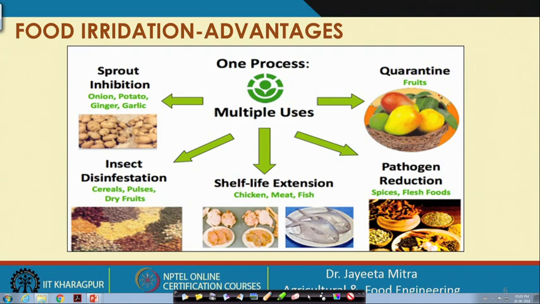So, quarantine of the fruit. Even on the fruit surfaces we can apply this food irradiation treatment to quarantine them. So, that means sprout inhibition, insect disinfestation, shelf life extension, pathogen reduction and quarantine, all this we can get by only one method, that is food irradiation. So, it is a non-thermal method and a very effective method.